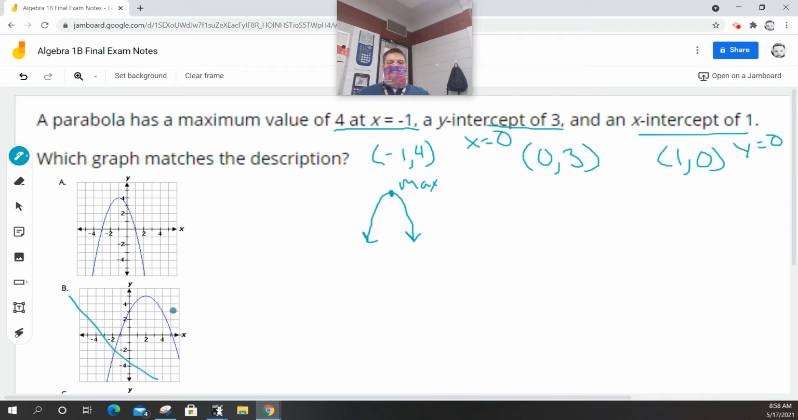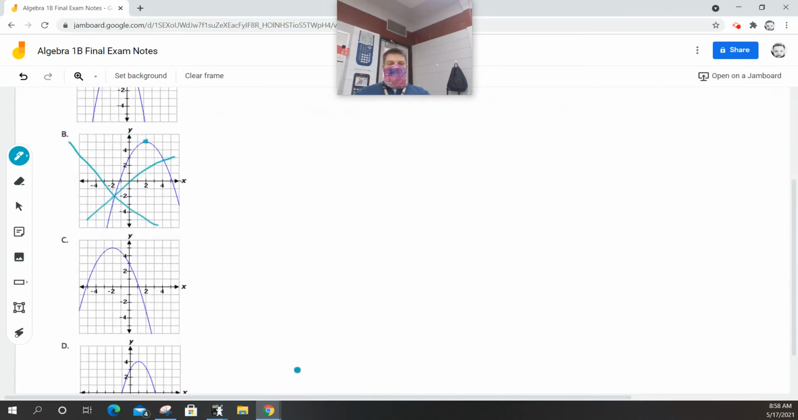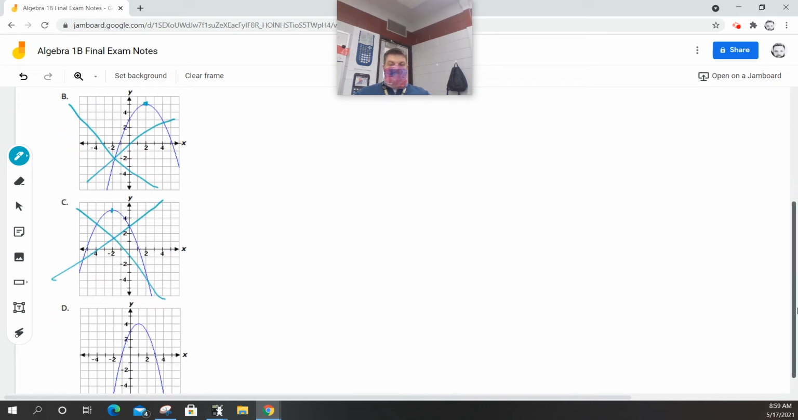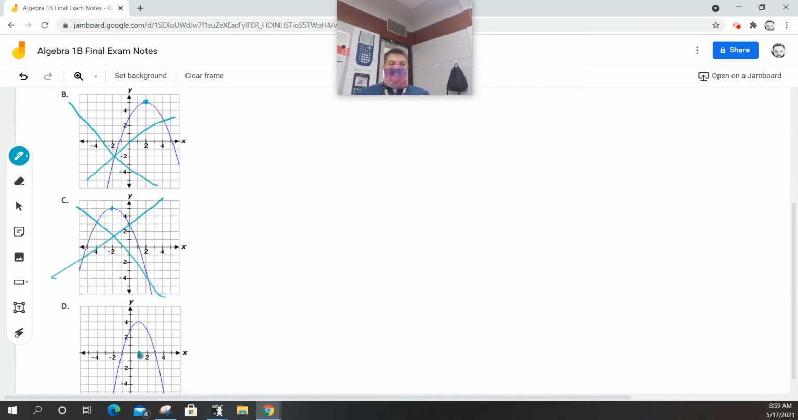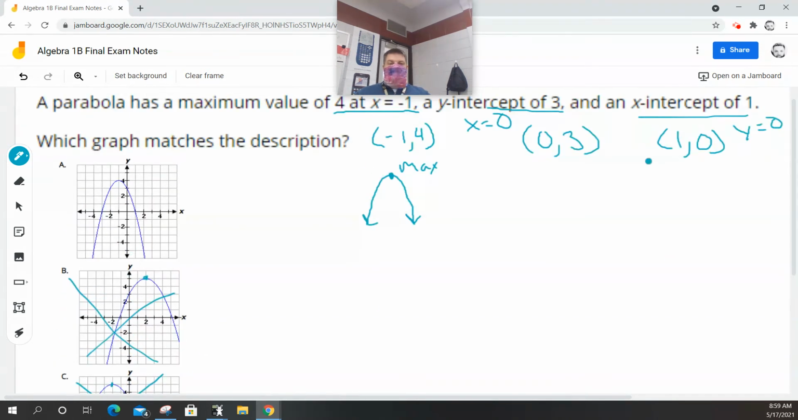B is out. The vertex is at 2 comma 5, so that's out. C is out because the vertex is at negative 2. And this vertex is close, but it's a positive 1. So now A is the only one left, but let's double check A.